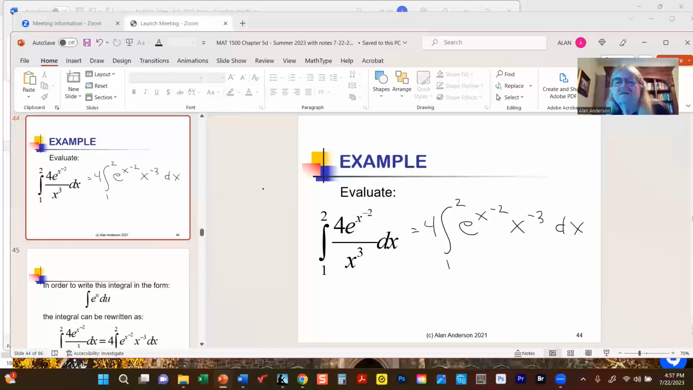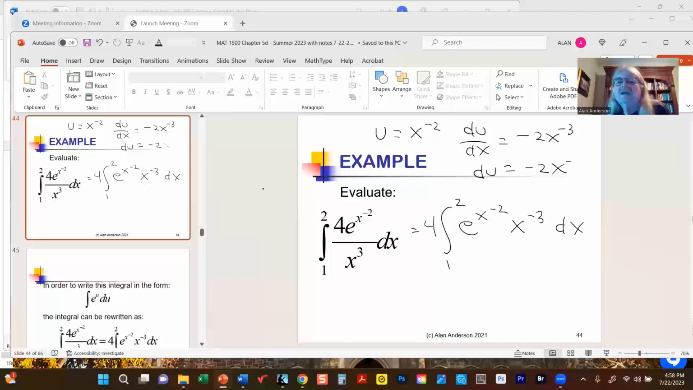All right, so let's try this. u can be x to the minus 2 power. du dx, based on the power rule for derivatives, is minus 2x to the minus 3, or du is minus 2x to the minus 3 dx. And again, you can see we don't exactly have that. We're missing the minus 2, but that's all right. We can provide that by dividing by minus 1/2 on the outside of this expression.